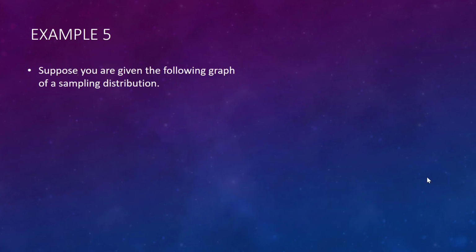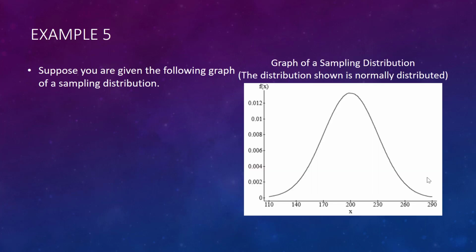Example 5. Suppose you are given the following graph of a sampling distribution. Determine the mean and standard deviation of the sampling distribution. Well, we know that the mean is always located in the middle when we have a normal distribution. So therefore, our mean must be 200.